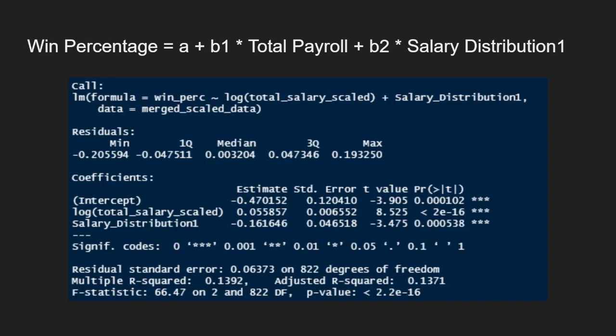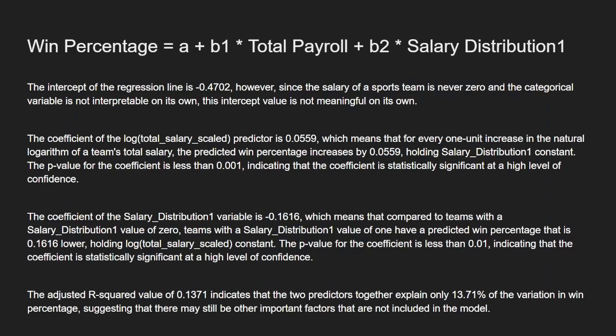Next, we're going to be adding in the salary distribution of the top player to the model. And again, we still don't really care about the intercept because on its own, it's not going to tell us anything. But the total salary predictor has changed slightly to take into account the salary distribution, but its p-value is still extremely low and is statistically significant.